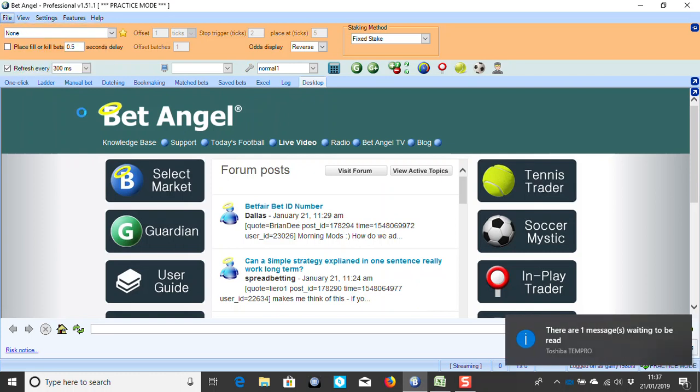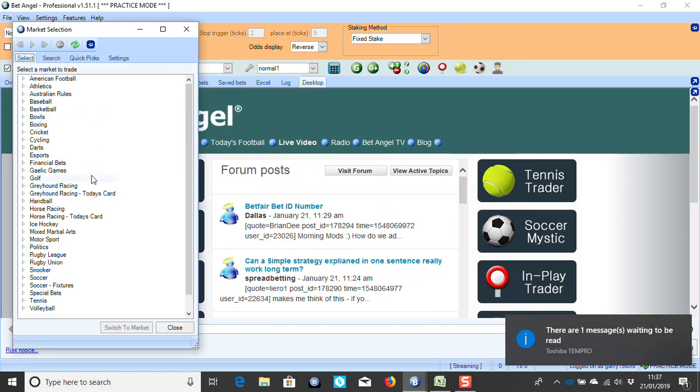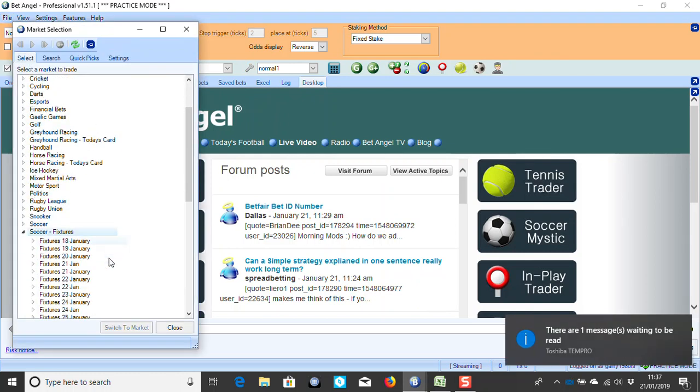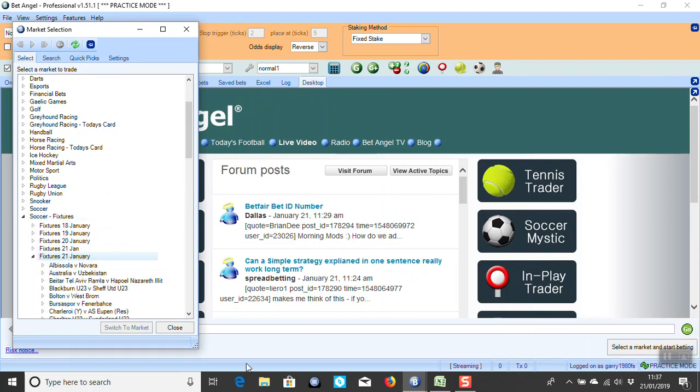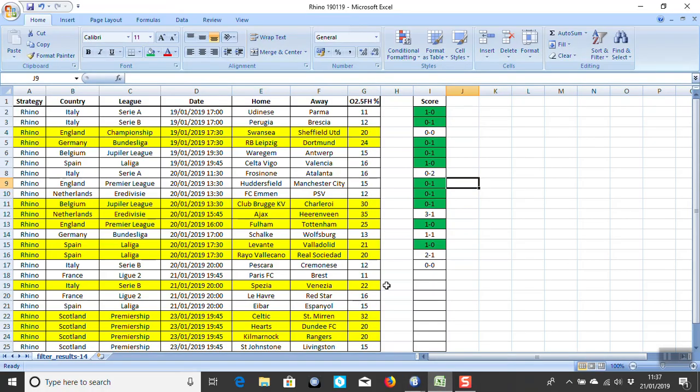So let's go in and find a game. I'll actually pick one off that list. Hold on, let's see what there is for today. Right, the Spazies in the yellow, so they're the highest. They were 22% for over 2.5. So we'll take that game as an example.